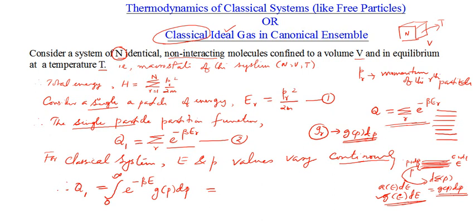What can we do with this? Here we have energy, the power of the exponential is in terms of energy, so it is better to convert it to terms of momentum. Do you remember what g(p) dp is? g(p) dp was proved to be equal to 4π/h³ V p square dp. So g(p) dp is given by that equation. Substituting for g(p) dp, it is 4π V / h³, the same integral from 0 to infinity, with p square dp.